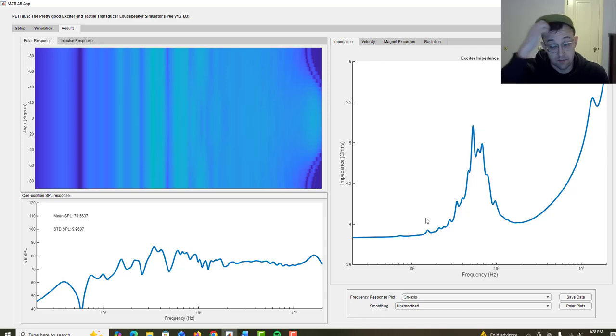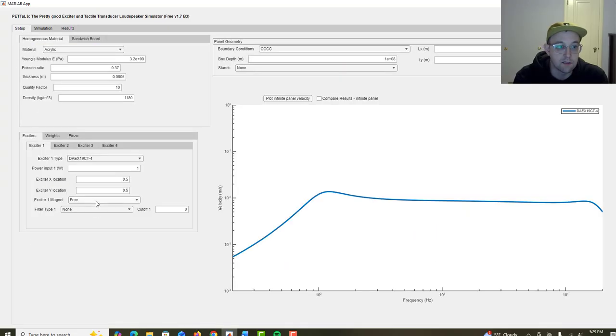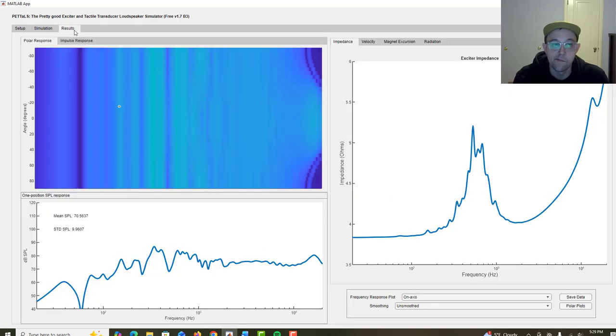And this is, first of all, not something that's actually probably going to work all that well. And why is that? Well, because the magnet is probably so heavy that it's just going to rip right off the panel. So if you support the magnet somehow, so that would be going back here and saying exciter magnet fixed, it'll probably work better. But, you know, I guess that's up to you to find out.